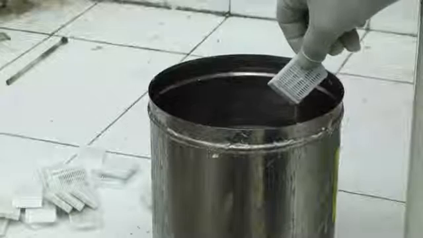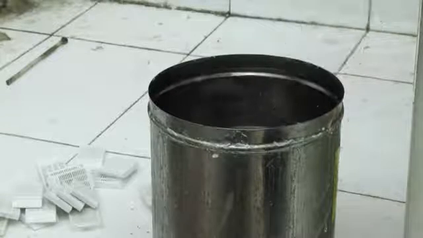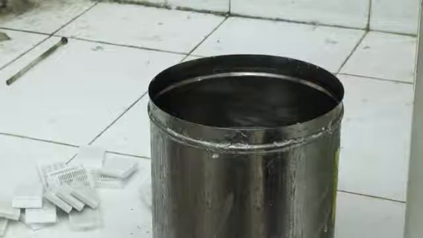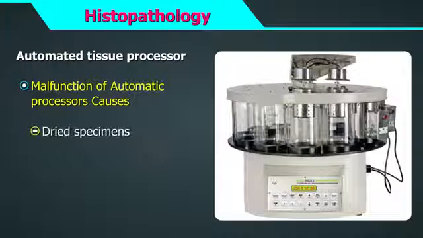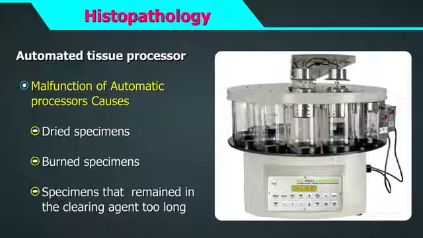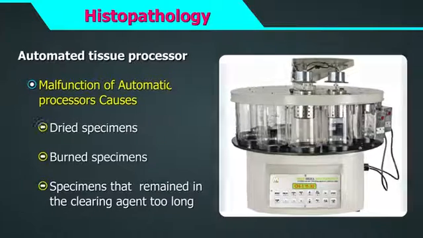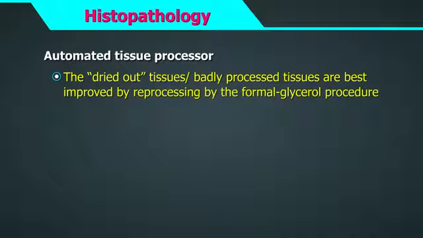Cassettes must be cleaned by keeping them in used xylene for 1 hour. Automatic processors can malfunction. Problems arising from this include dried specimens, burnt specimens, and specimens that have remained in the clearing agent for too long. The dried out tissues or badly processed tissues are best improved by reprocessing by the formal glycerol procedure.